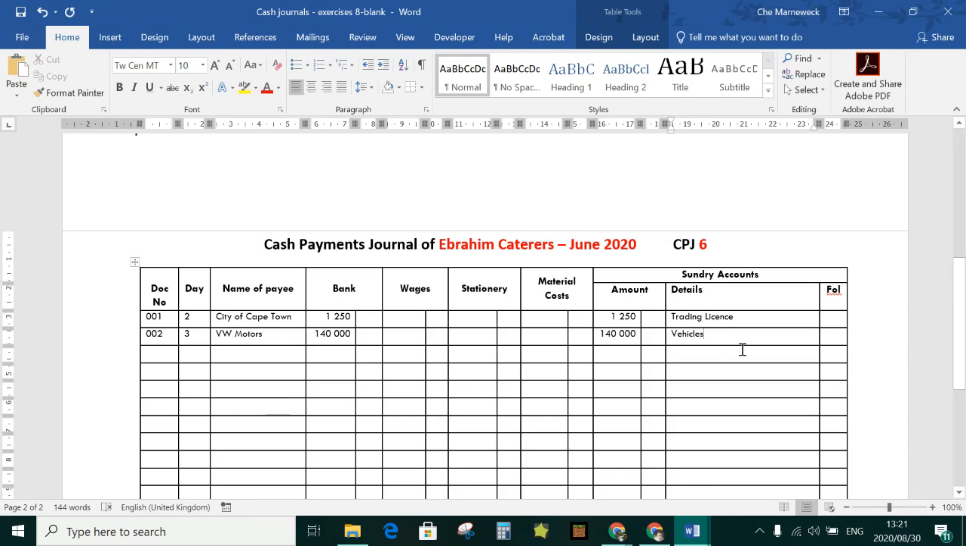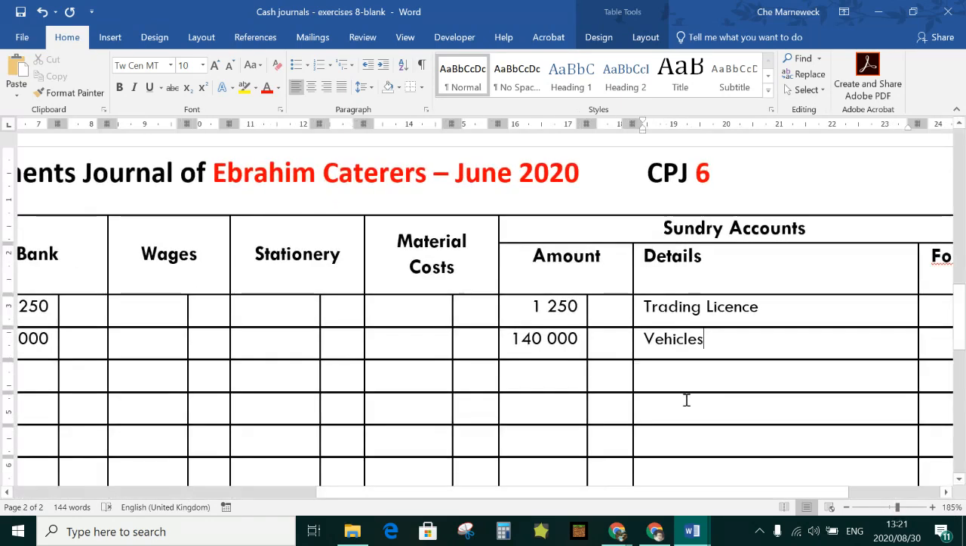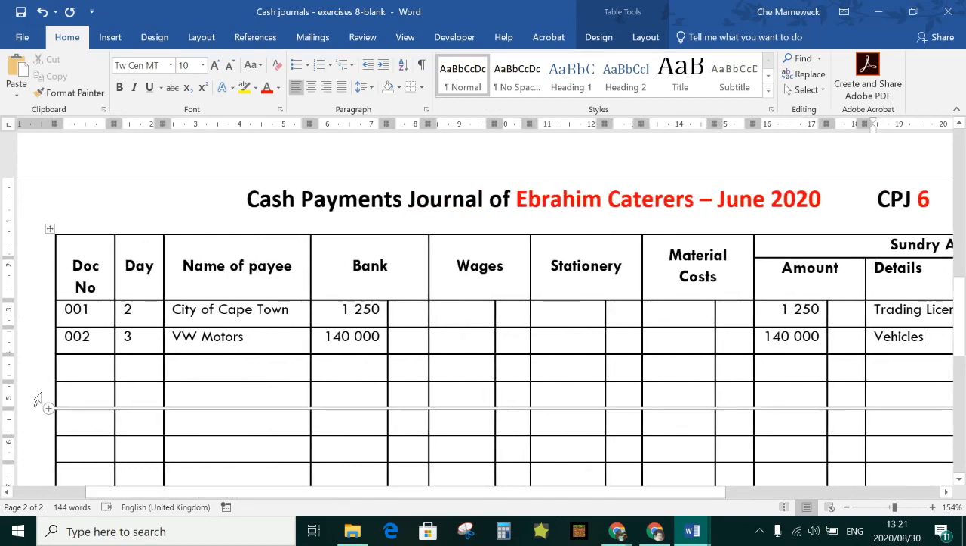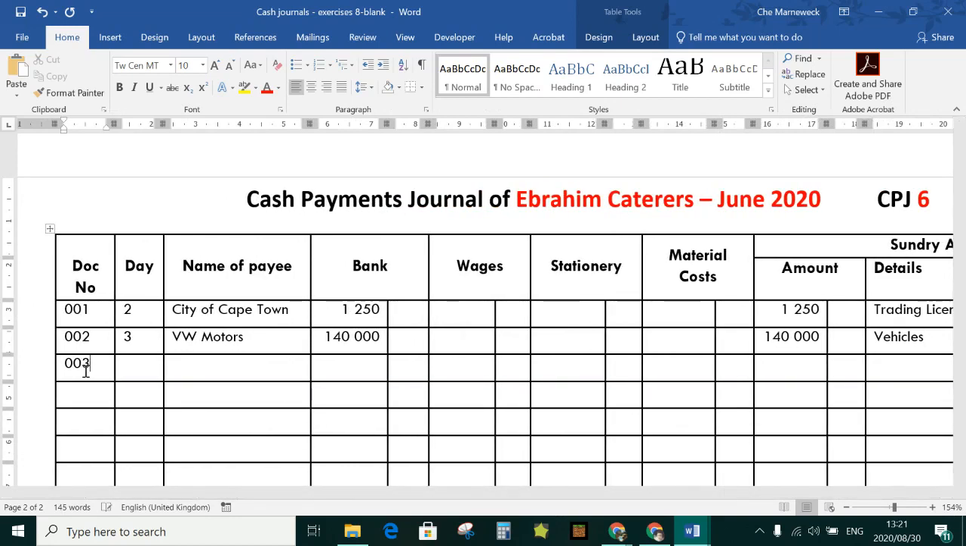Making sure that we spell vehicles correctly. V-E-H-I-C-L-E-S. We then move on. The next check number will automatically be check 003. This is our second transaction happening on day 3.